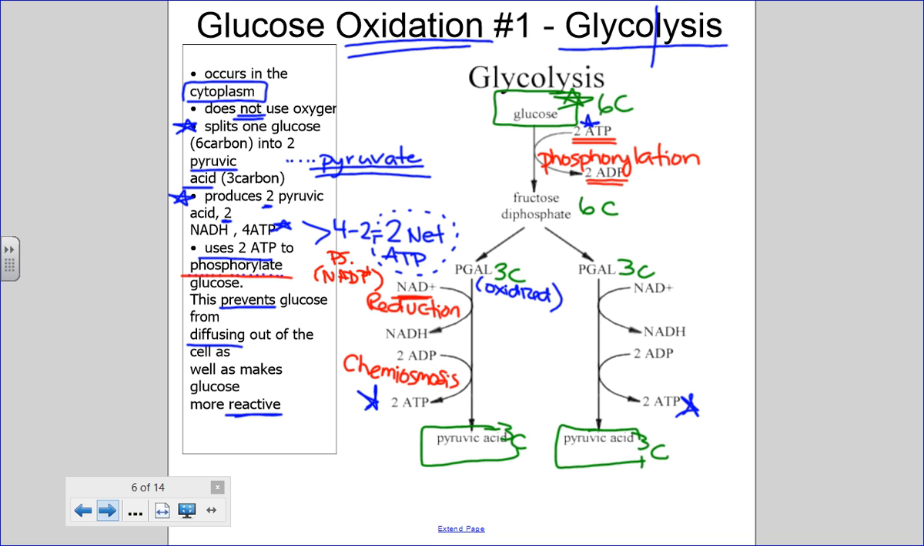Now, would anyone like to ask any questions about this first step of glucose oxidation? So this is step number 1. What we'll talk about next is where does that pyruvic acid go after glycolysis? Because there's more than one choice, and it really depends on does the organism have oxygen available or not, or does it have a mitochondrion? That's really the distinction that we're looking for.